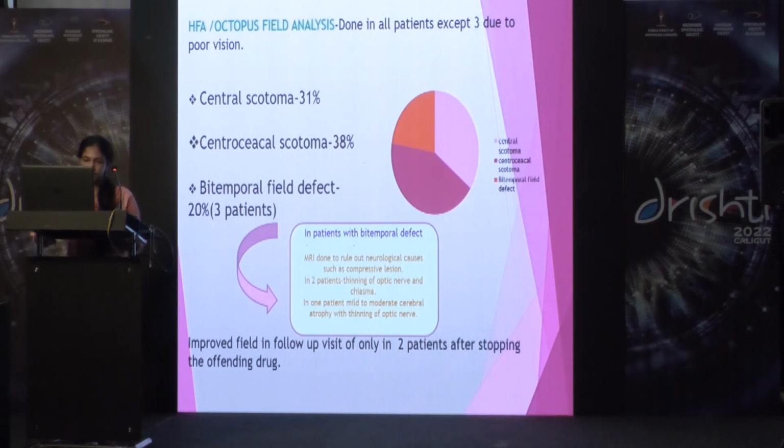HFA or Octopus field analysis was done in all patients except 3 due to poor vision. Most of the patients presented with centrocecal scotoma, and 20% presented with bitemporal field defect. We also did MRI to rule out neurological causes such as compressive lesions. In 2 patients, thinning of the optic nerve and chiasma was seen. In 1 patient, mild to moderate cerebral atrophy with thinning of the optic nerve was noted. Improvement in field was seen only in 2 patients after stopping the offending drug.